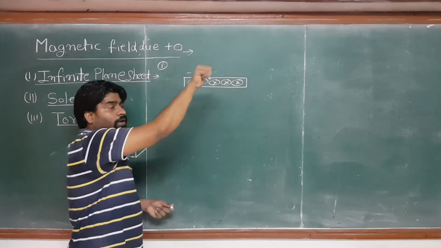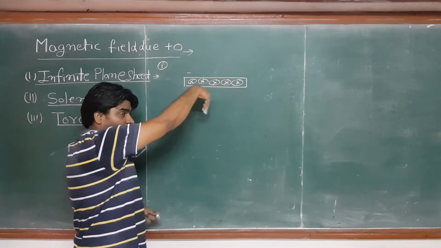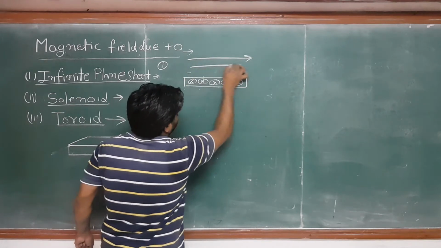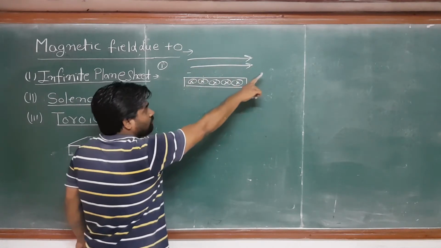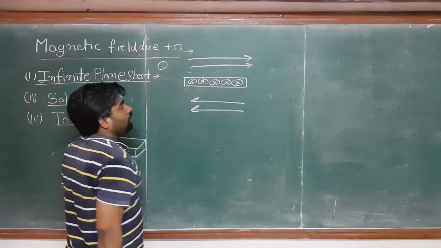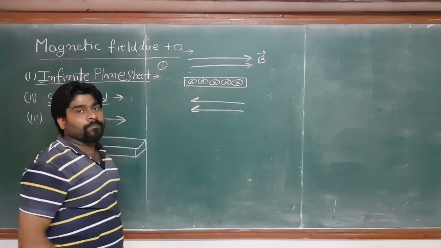If the current is going inside, then what would be the direction of the magnetic field? It would be in clockwise direction. So I will draw the magnetic line of force tangentially. This is the upper portion of the magnetic field and this is the bottom portion of the magnetic field. And the magnetic field strength is denoted by B.